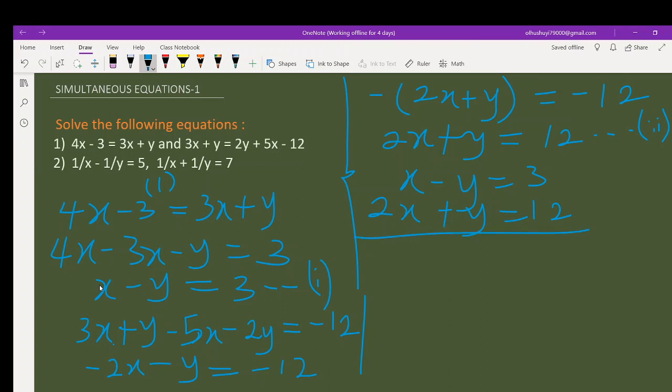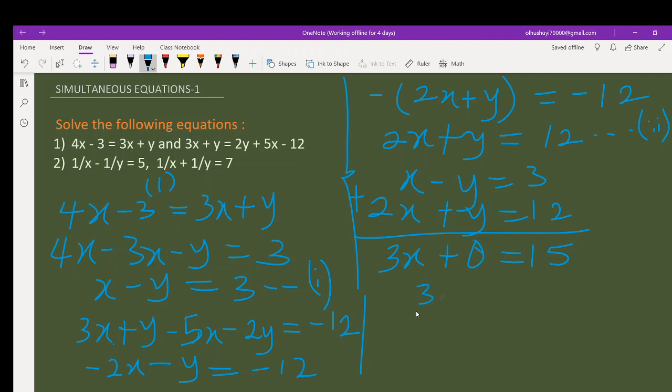What do you do? Let's use a method called the elimination method first. Then in another video, we'll be using the substitution method. Look at this: the coefficient of y in the two equations is 1. This plus 1, this minus 1. So if we add them together, you will get 0, which makes work easier for us. You have x plus 2x, which gives 3x. Minus y plus y is just 0. Equal to 3 plus 12, that is 15.